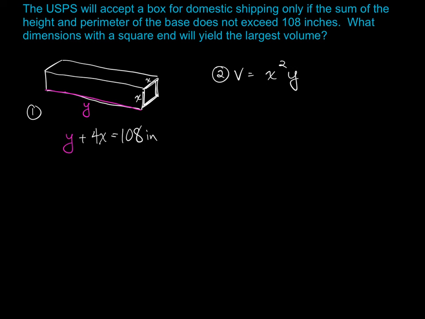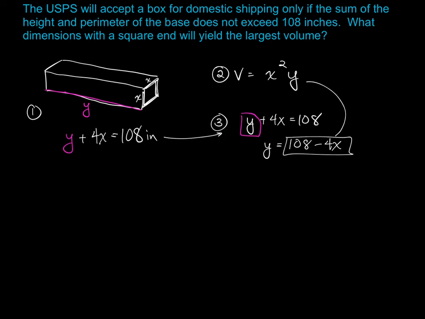So now the goal is to get this equation in terms of one variable. So that's step 3. We have the secondary equation, y plus 4x equals 108. I'm going to solve this equation for y, which gives y equals 108 minus 4x. Then I'm going to substitute it in for y in that equation, giving me a new equation, all in terms of x. So the volume in terms of x is x squared times 108 minus 4x.